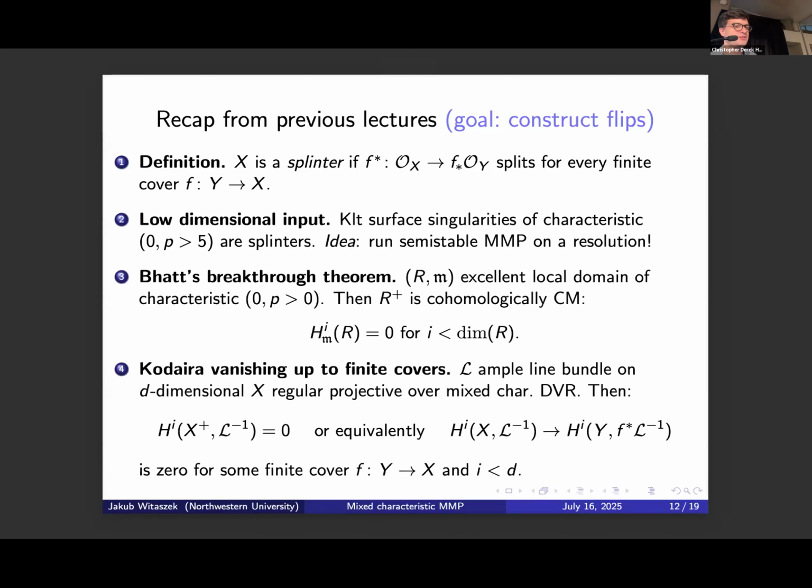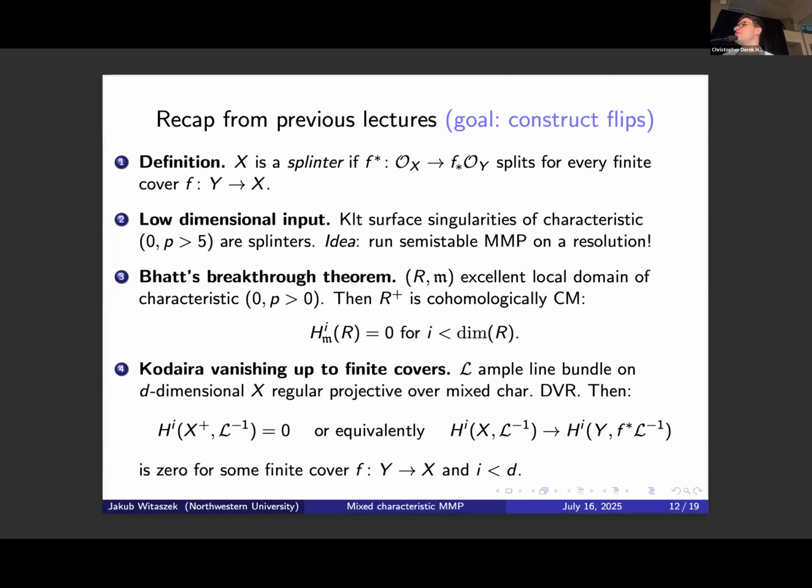Okay, now we move to two more components. And that's Bhatt's breakthrough theorem, of which I'm a big fan. Bhatt's result says the following. We're going to start with an excellent local domain R of mixed characteristic (0, p greater than 0). Then Bhatt tells us that R^+ is cohomologically Cohen-Macaulay. Kevin already talked about it. One way to think about it is that the local cohomology H^i_m(R^+), for i smaller than the dimension of R, is vanishing. Oh my God, yes, there should be H^i_m of R^+ there. Replace R by R^+, sorry about this.